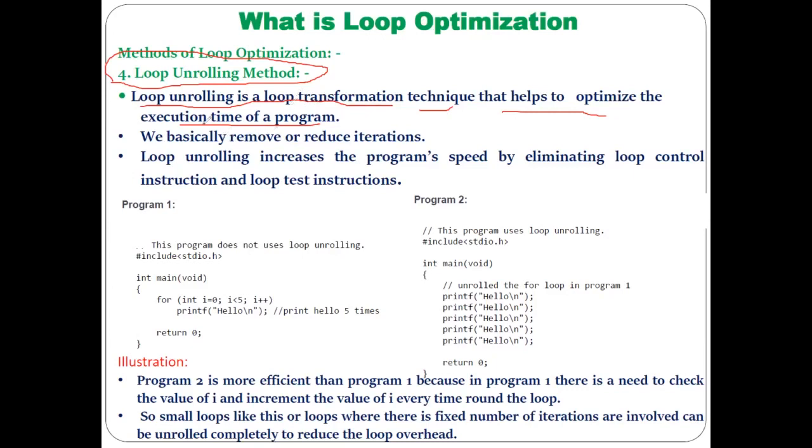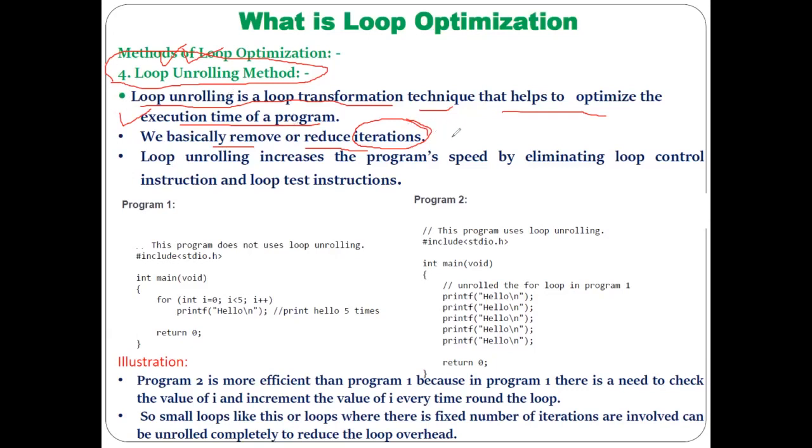Okay, so what exactly is being done in loop unrolling? Loop unrolling is basically removing or reducing the iterations. Removing or reducing the iterations, that is called loop unrolling. Through that, we improve the execution speed of the program, the efficiency of the program and the compiler, which is done through the loop unrolling method.